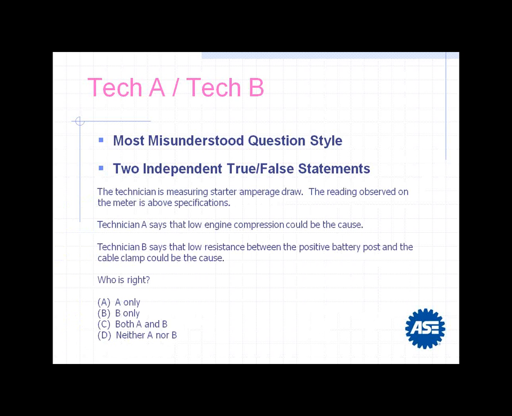We're going to look at the context of this question first. The technician is measuring starter amperage draw. The reading observed on the meter is above specifications. My context is, I'm doing a starter current draw test, right? And Technician A and Technician B are making their assertions, their diagnoses of what could be the cause of high current draw during the starter current draw test.